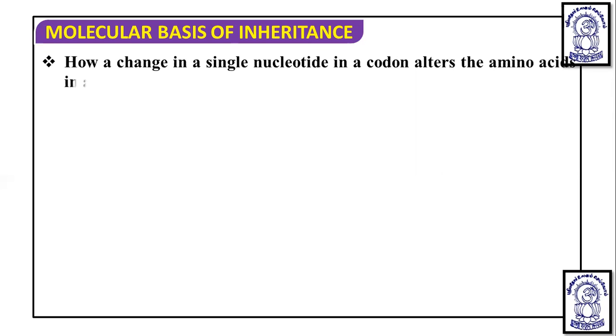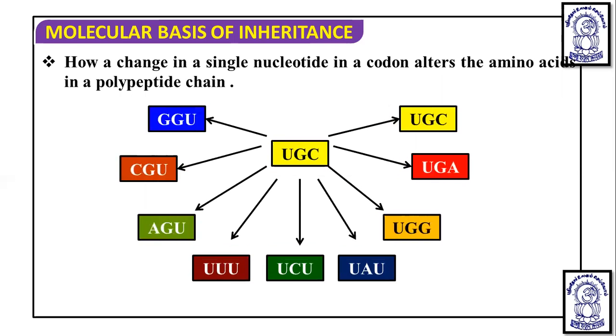How a change in a single nucleotide in a codon alters the amino acid in the polypeptide chain needs to be understood easily. So for UGC, if a single change in a nucleotide occurs, it can be changed. UGC can be converted into GGU. If we first change U and last we change C, then GGU can be there. If we keep G constant, then CGU can be there. If we keep G constant, then AGU will be there.